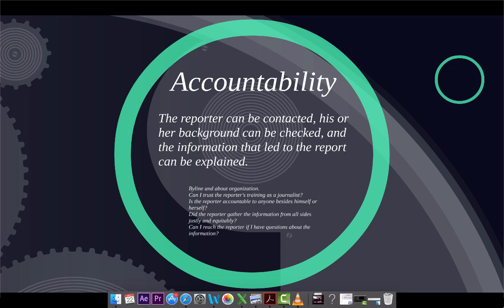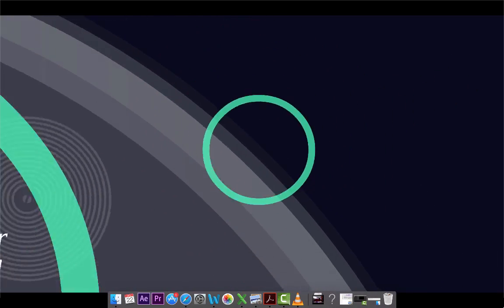So again, verification, independence, accountability, these three concepts are very fundamental to understanding news literacy. Try to use them in various situations and understand whether the news is credible or not. So it's not a very big deal at all, okay?